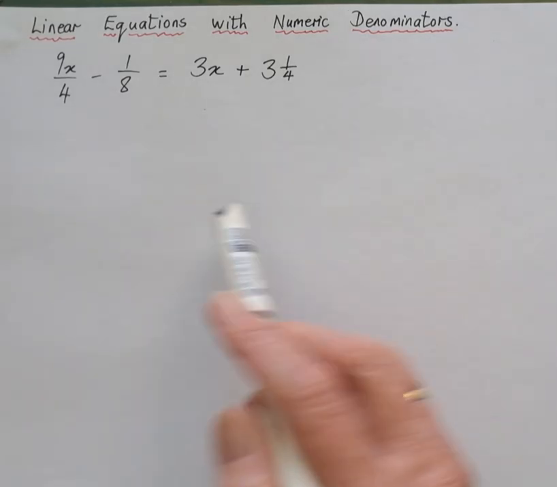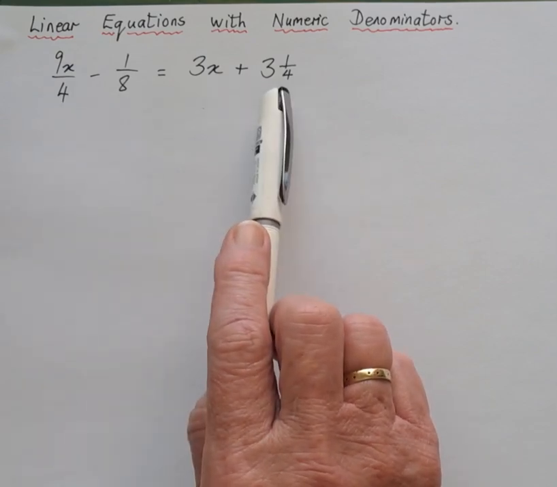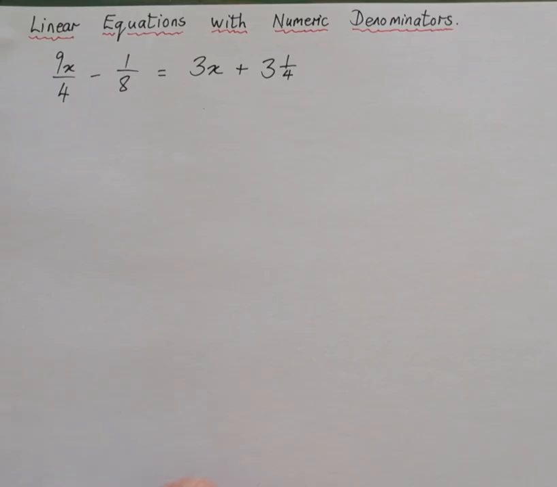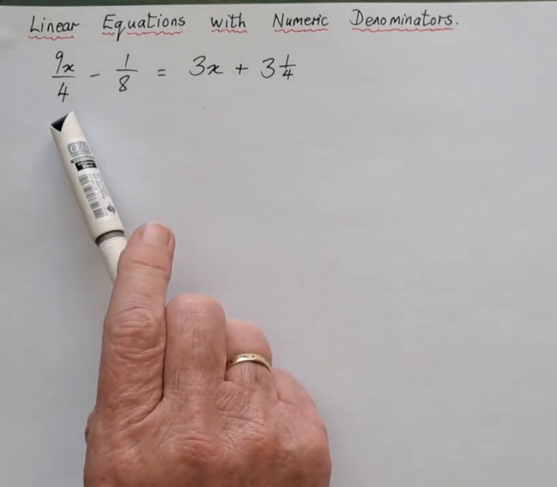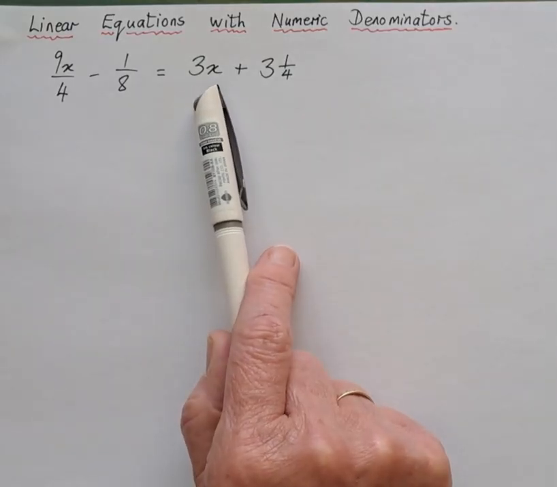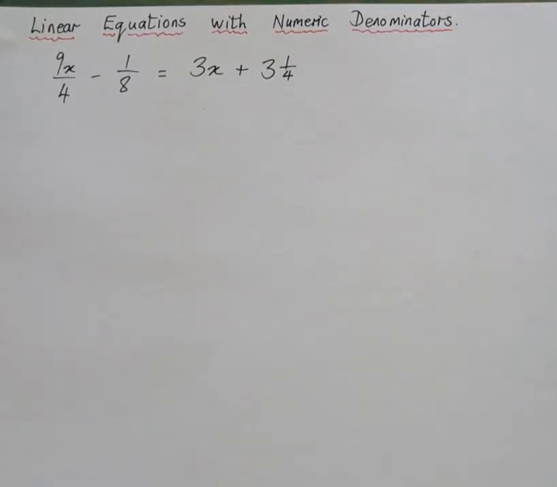So if we look at this one, we've got 1, 2, 3, 4 terms separated by equal signs, plus signs, minus signs. We've got a fraction, another fraction, then we've got a term without a denominator, and here we've got a mixed number. So what we need to do first, if there are any denominators involved, is make things easier: we need to write every single term as having a denominator. So that's what we're going to do in the first step.